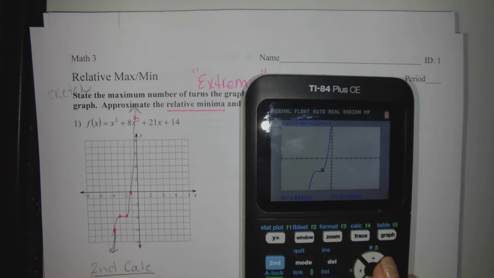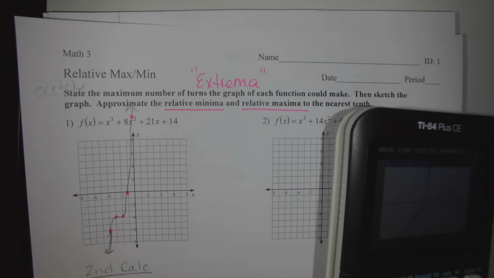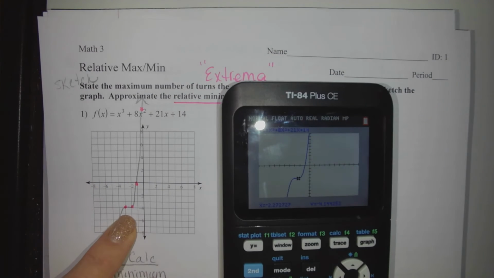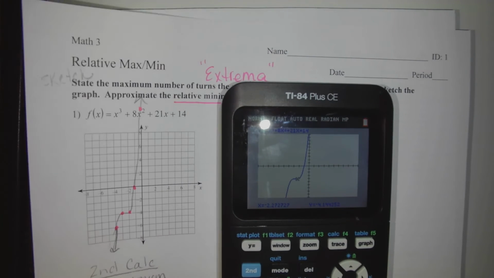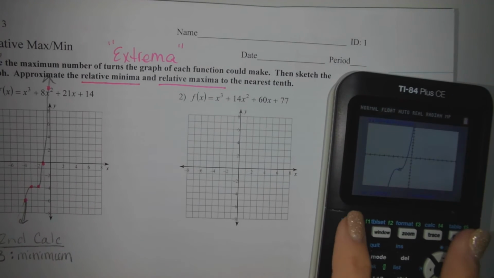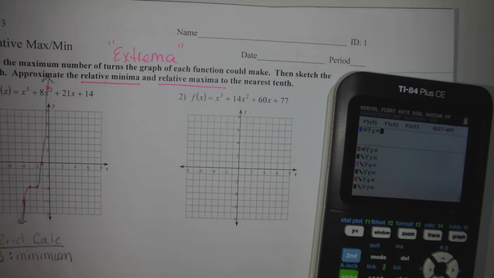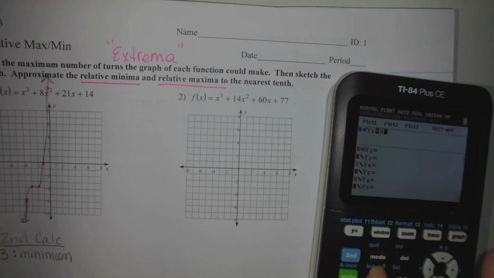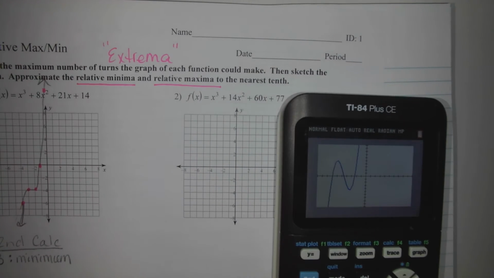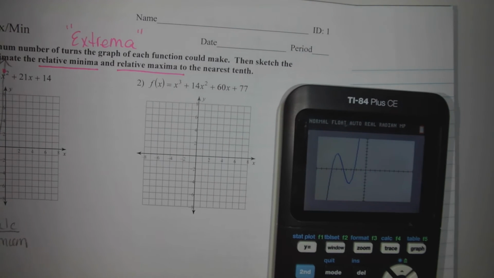This is probably not the best one to do. Let's come back to this one and you'll see why. Okay. You see how the line's flat-ish here? That's not really what I wanted to happen. Let's go to number 2. My apologies. Go type in number 2. X to the 3rd plus 14x squared plus 60x, that's a large number, plus 77. Oh, that's much better. Okay. Whew. Crazy graph.